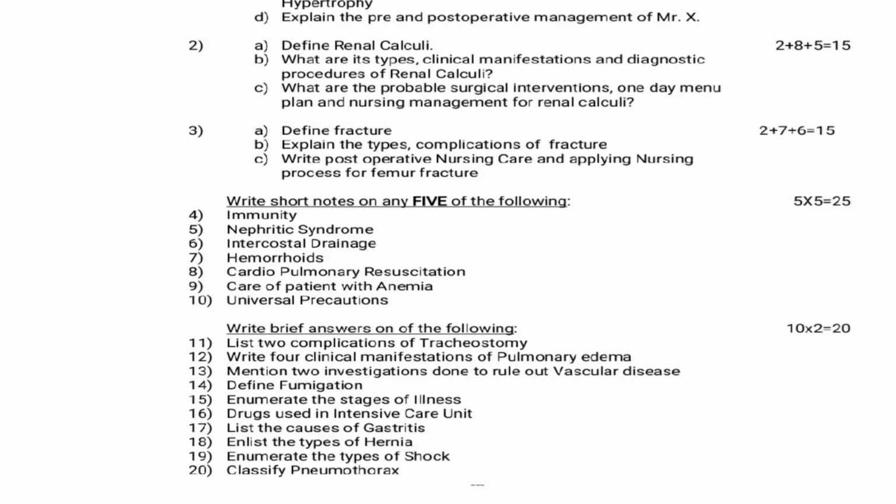Next is moving on to brief answers. Write brief answers of the following. Each question carries 2 marks. They will be giving 10 questions. You have to answer all the 10 questions. 10 into 2 is equal to 20 marks.